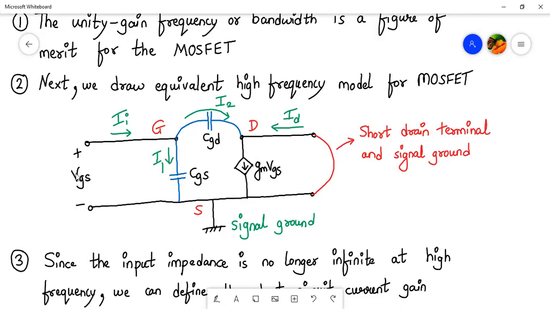Okay. So your input is VGS, your output is short circuited, we short the drain terminal and the signal ground, and we have this definition. So the current flowing through CGS will be I1, current flowing through CGD will be I2, right? Current flowing into the gate terminal will be II, or we can also call it IG, that will also do. But let us call it II, and the current flowing into the drain terminal is ID.